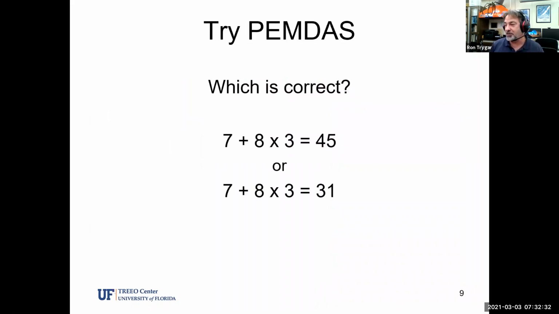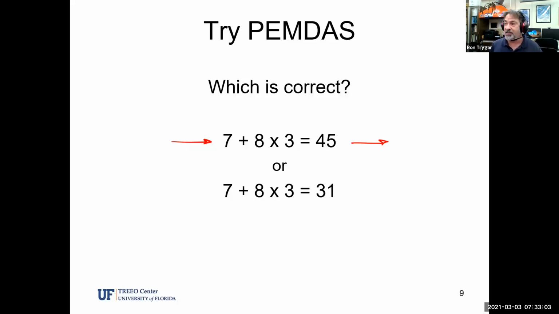Which is correct? Is it 7 plus 8 times 3 equals 45, or is it 7 plus 8 times 3 equals 31? We see 2 different results here. Working from left to right, we would see 7 plus 8, we're going to make sure we're all on the same page. So 7 plus 8, 15, right? 15 times 3 is 45. So we're working from left to right, but we're doing the addition before the multiplication.